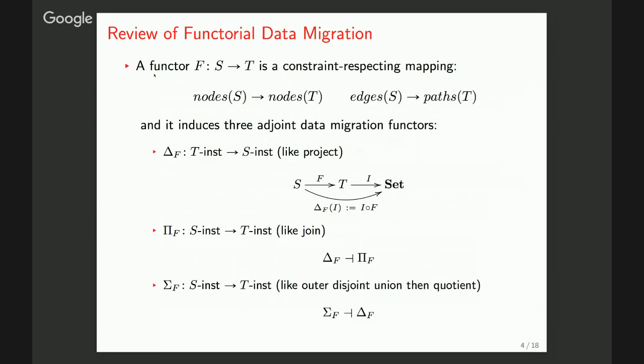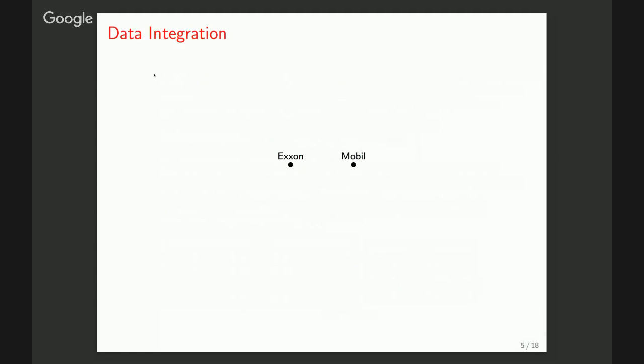And the key idea here is that for each functor F, there are 3 induced data migration operators. Delta, which goes backwards, it takes instances on T to instances on S. It's a projection-like operation. And pi and sigma, which go forward, they take instances on S to instances on T. And these are like a join and a union kind of operation. So the details of these are described in the previous talk. I wanted to review them here because we will be seeing a bit more of these operations when we start to talk about doing functorial data integration, which we will do now.